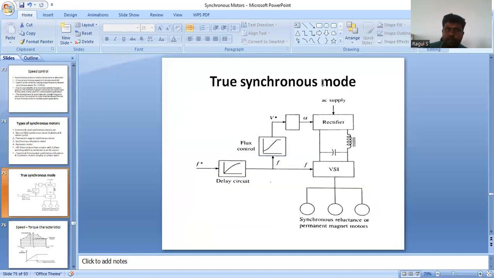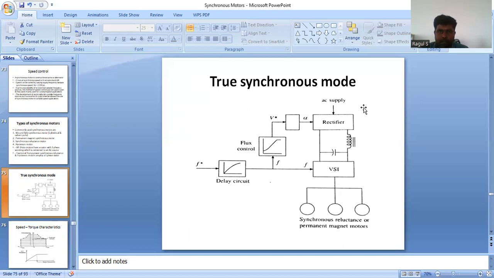The first method is the true synchronous mode. In this mode, the AC supply is fed to the rectifier, which converts AC to DC. Then this inductor acts to smooth the DC output. This capacitor acts as a filter and removes unwanted components present in the DC output. Then we get pure DC, and that pure DC is provided to the VSI, which is nothing but a variable source inverter.